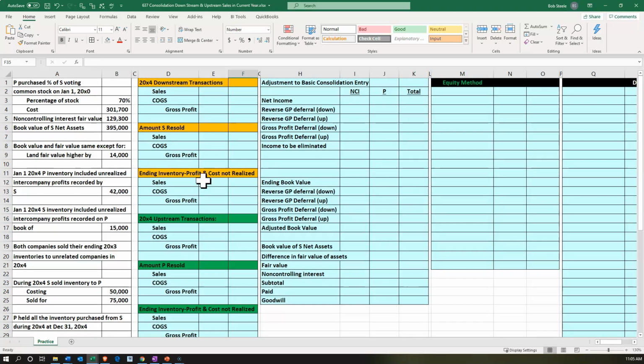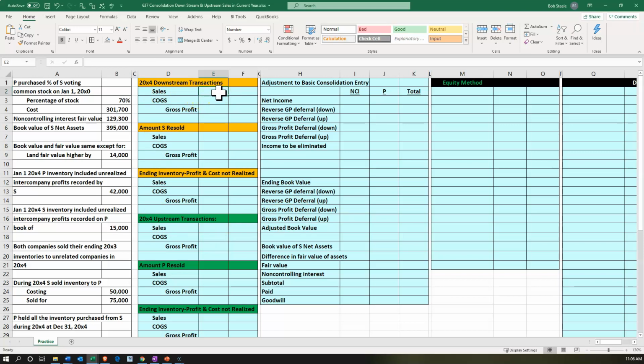Okay, so now we have to consider this. We're going to name these things, starting with the new stuff here: downstream transactions and upstream transactions. The downstream transactions are the items going from P, the parent, down to the subsidiary. That's how you want to think of downstream transactions. So we have the downstream transactions for 2000 X4, the current year we will be working in here. Let's think about these transactions first.